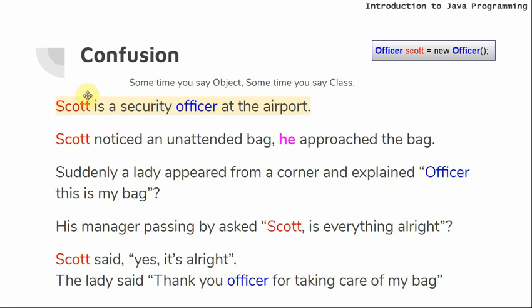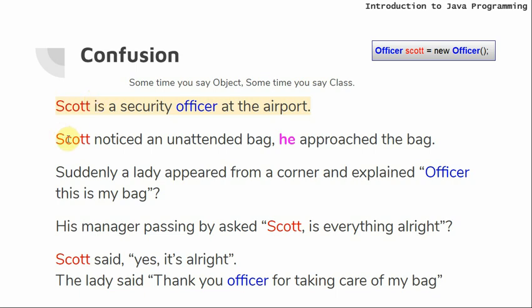So here in this example, Scott and officer are both similar, they represent the same thing, because Scott is an officer. Officer could be a class, Scott could be one object. So an officer could be a general classification. Scott, Adkins, and all these people are the objects. So if we say Scott, if we say officer, this is one and the same thing.